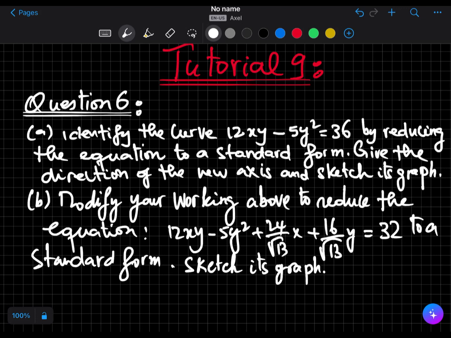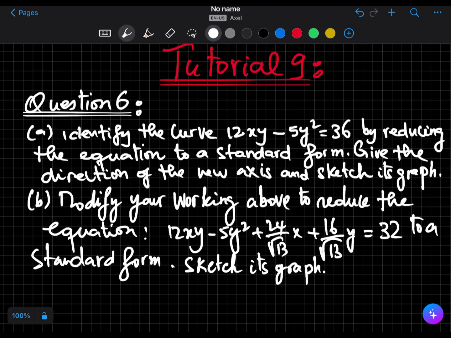Hi students, welcome to this new video of tutorial 9 where together we will answer question 6, which is focusing on quadratic forms. Now it says identify the curves 12xy minus 5y squared equal to 36 by reducing the equation to a standard form. Give the direction of the new axis and sketch its graph.